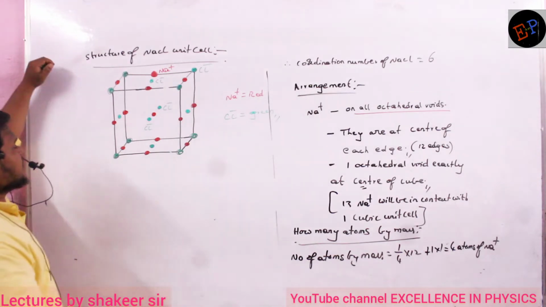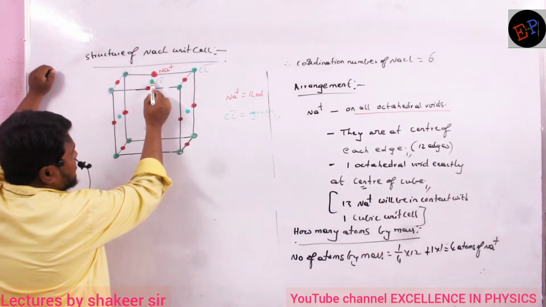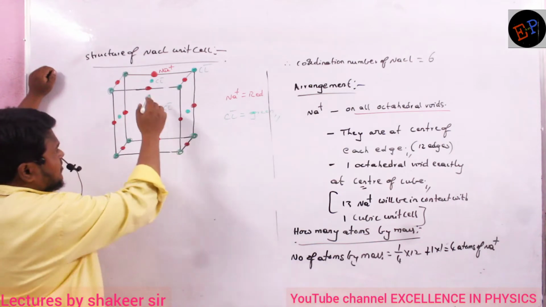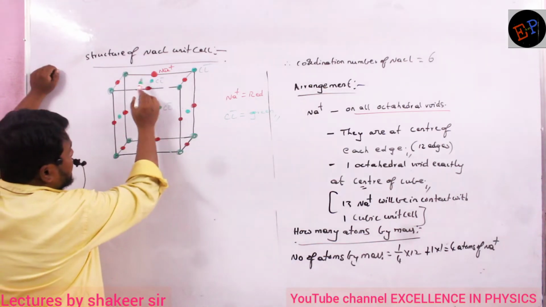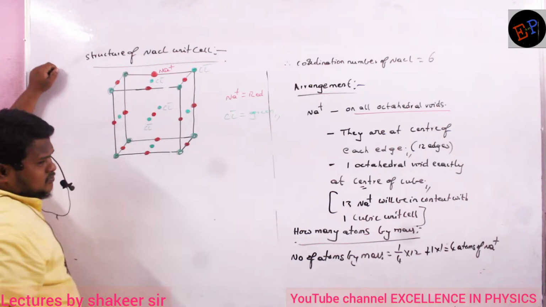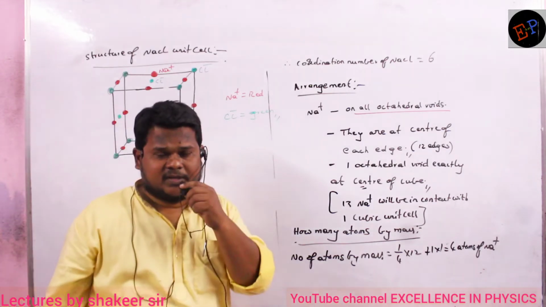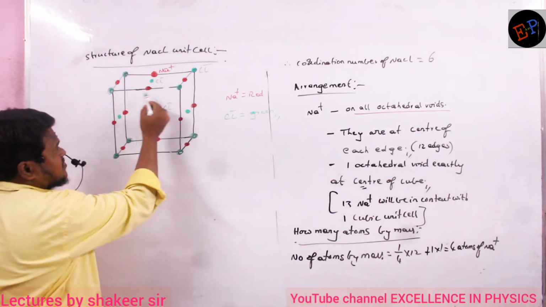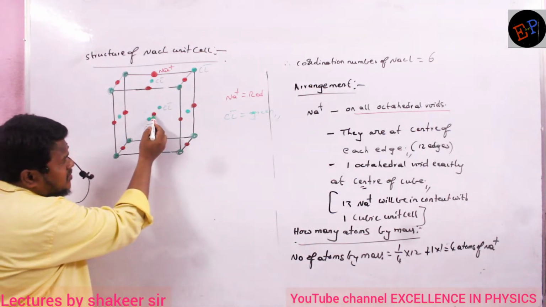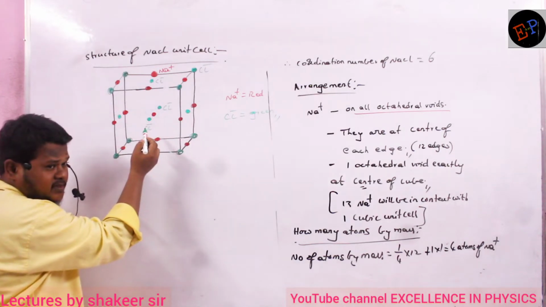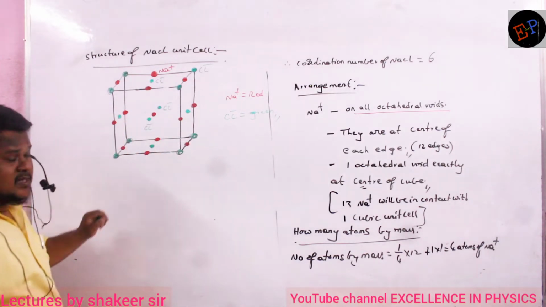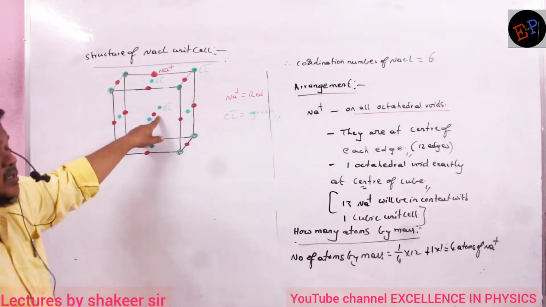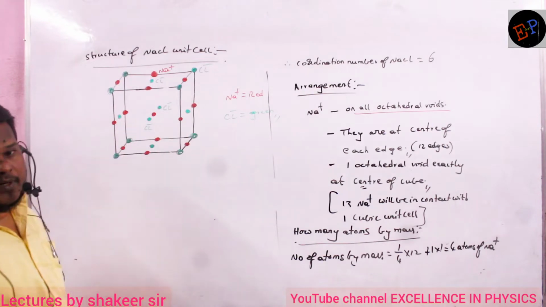Clear? So listen carefully. Here there is one Cl minus. Where is this Cl minus? It is at the center of a face. And it is surrounded by 1, 2, 3, 4 Na plus ions. And where are these 4 Na plus ions present? They are present on the same face. Understood? And here there is one Na plus. Where is this Na plus present? At the center of the cube. So totally how many atoms is it touching? 1, 2, 3, 4, 5. What about the sixth atom?